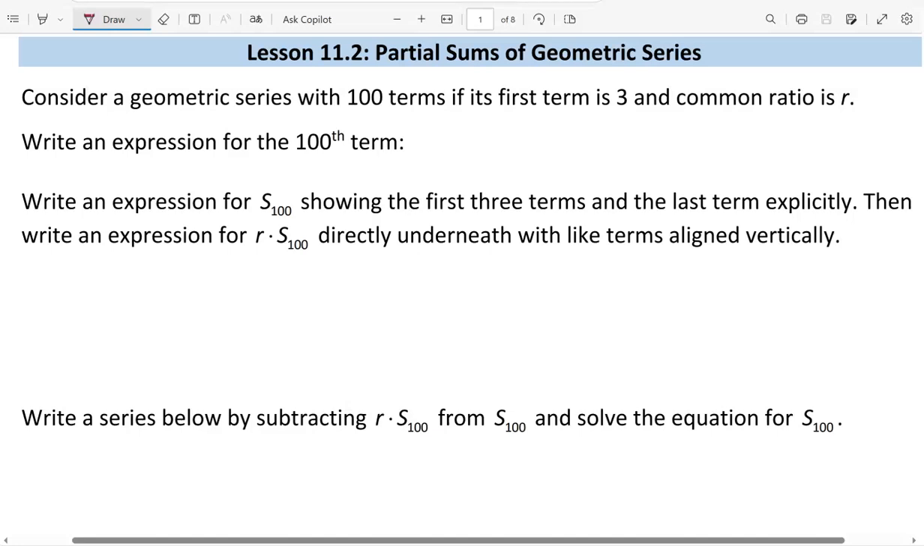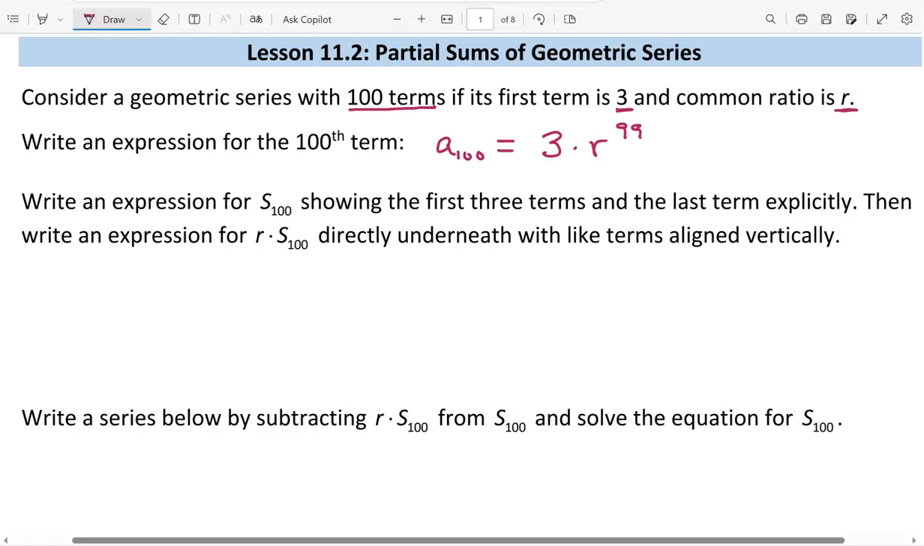In lesson 11.2, we're going to look at partial sums of geometric series. So we're going to consider a geometric series that has 100 terms, and first term is 3, and common ratio is r. If we want to find the 100th term, a sub 100, we know that that's equal to the first term, 3, times r raised to the 99th power.